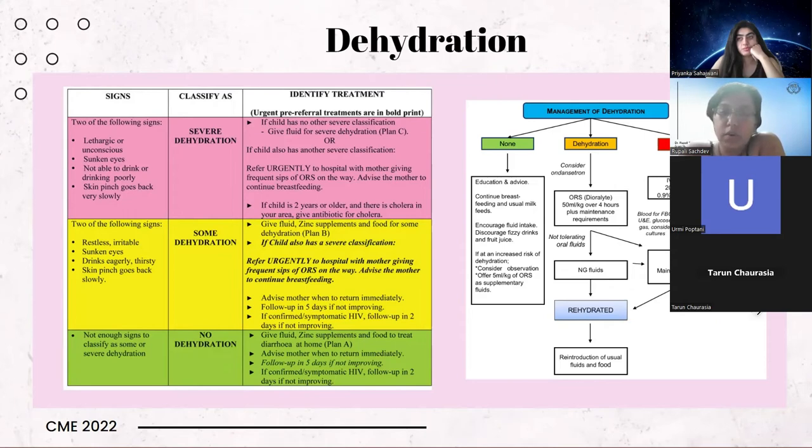Because the more you go towards arid areas, you will see a lot of deaths happening because of dehydration, especially because of lack of access to clean water. So do keep this in mind that something as simple as ORS or patient education can be life-saving.